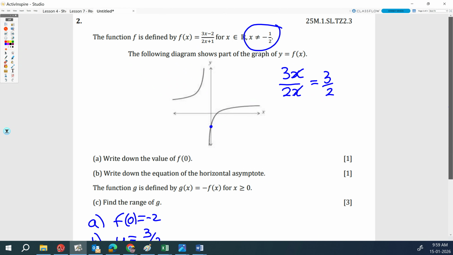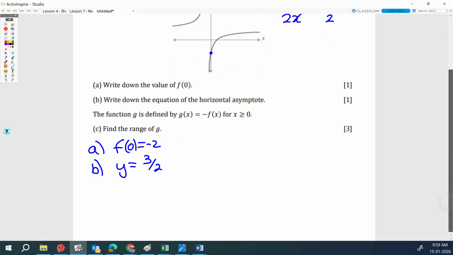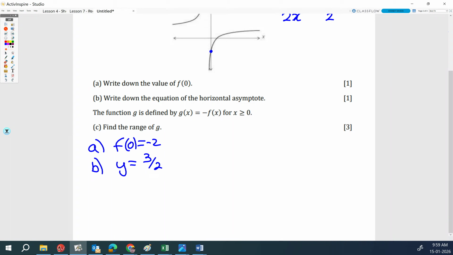All right, moving on. The function g is defined by this, and f. g of x is minus f of x. So what type of transformation is this? Reflection over the x-axis. This is a reflection over the x-axis.